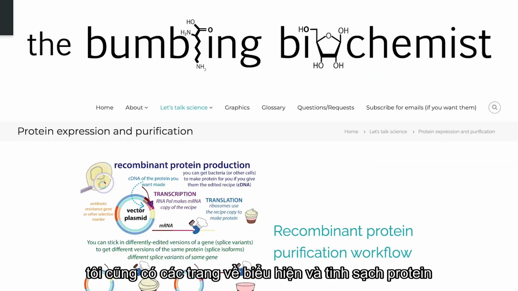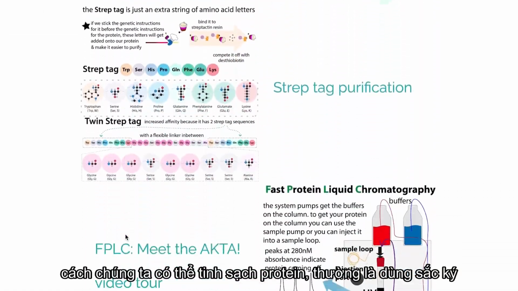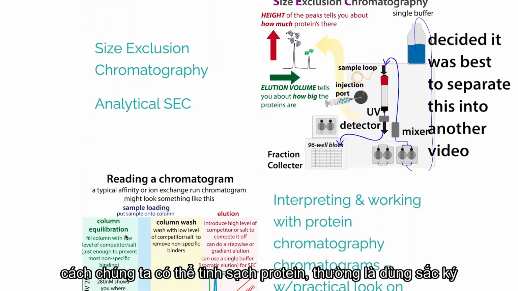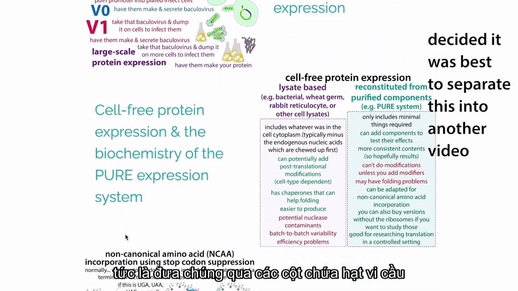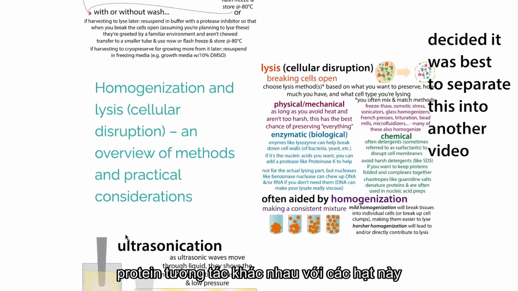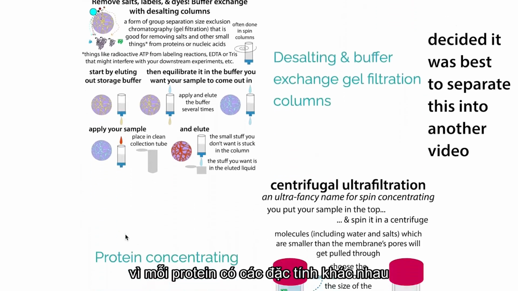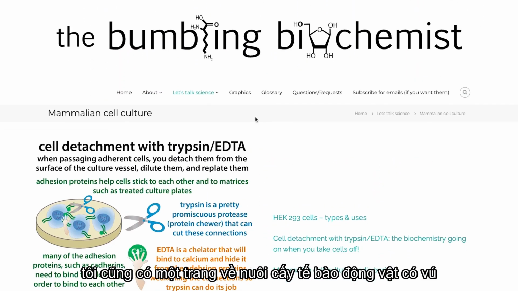I also have pages on protein expression and purification. We'll get into some of this, how we can purify proteins, typically using chromatography, so putting them through columns filled with little beads, and then separating them based on how the proteins interact differently with those beads, because the proteins all have different properties. I also have a page on mammalian cell culture.